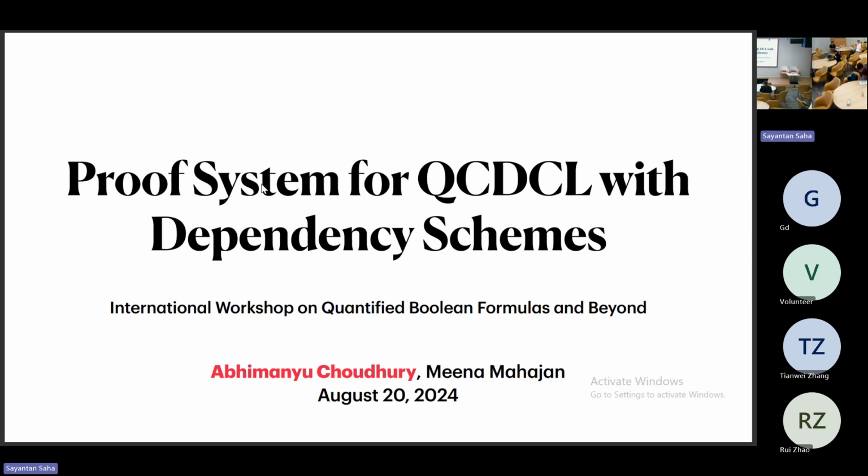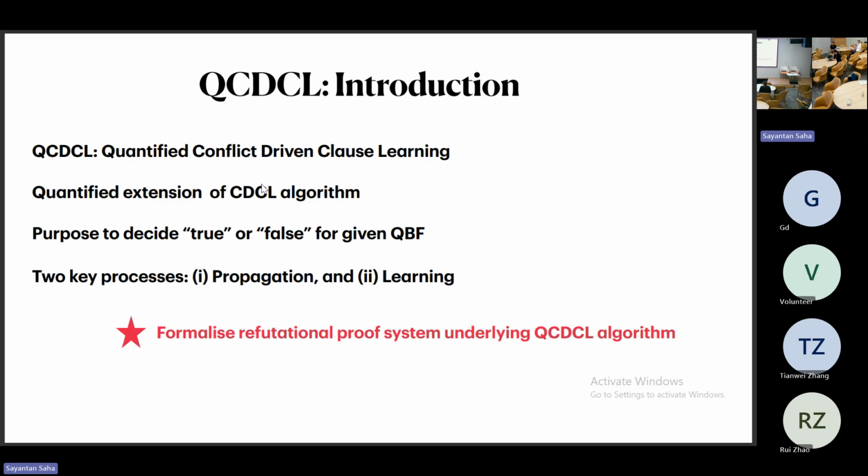So I'm Abhimanyu, and I'll be talking about proof systems for QCDCL with dependency schemes. This is joint work I'm doing with Meena, and Meena already introduced the QCDCL proof system as such. So I'll just briefly reintroduce it and talk about the work that we did. QCDCL is basically the quantified extension of the CDCL algorithm that we use for QBFs, and the algorithm tries to decide whether a QBF is true or false.